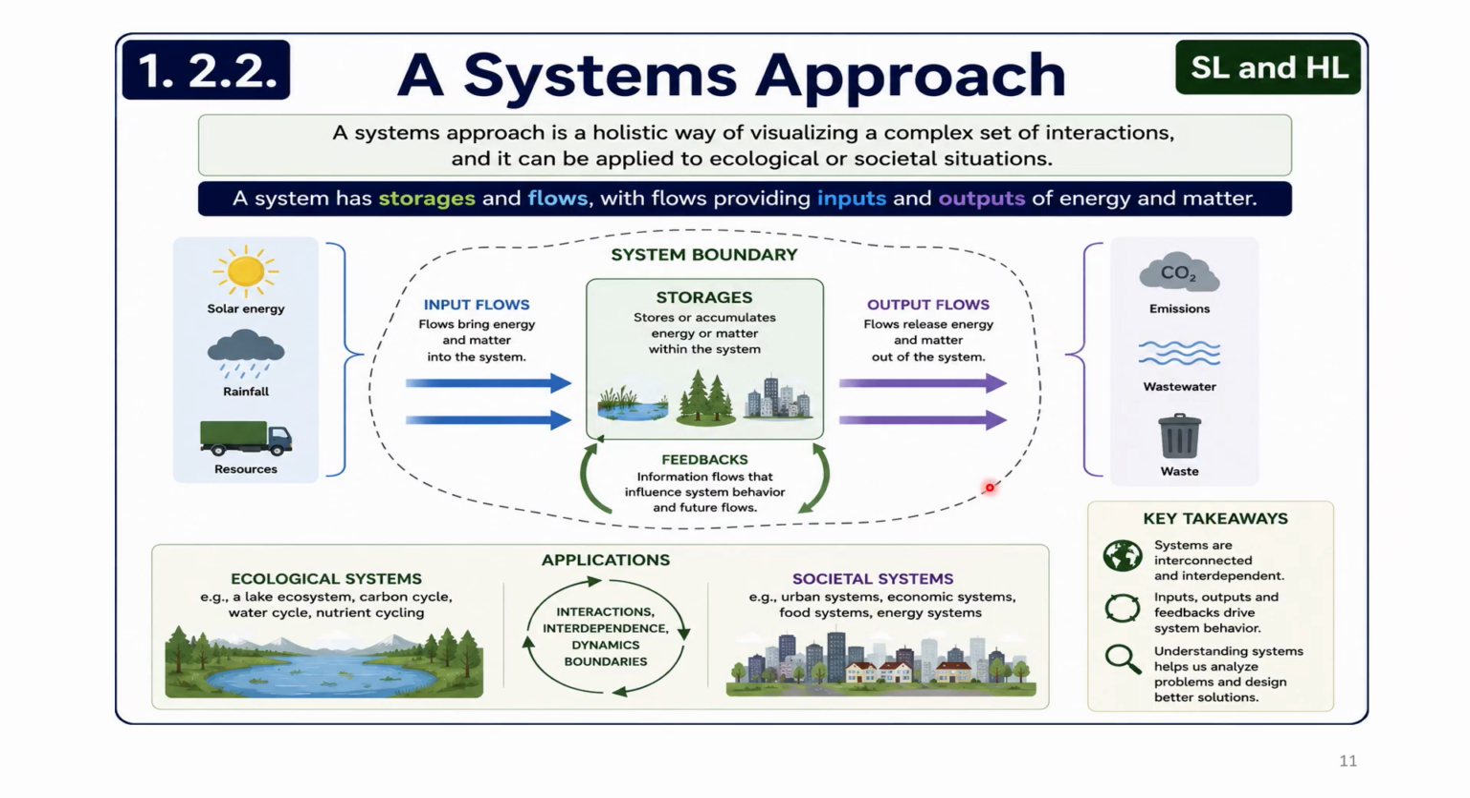Another essential component is feedbacks, which are information flows that affect future system behavior. For example, increased atmospheric carbon dioxide can lead to climate warming, which may alter ecosystem productivity and future carbon storage. This systems approach can be applied to ecological systems, such as lake ecosystems, nutrient cycles, and the carbon cycle, as well as societal systems, including urban environments, food systems, and energy networks.